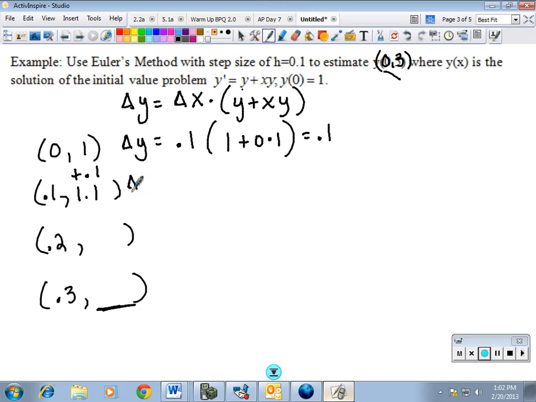So now I'm going to do it again. My change in y equals 0.1. This value does not change. This x and this y come from this point. So it's going to be 0.1. Nope, just kidding, that's a y. 1.1 plus 1 times 1.1. See, y plus x times y. That's a point right there.